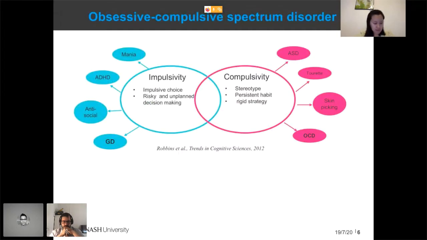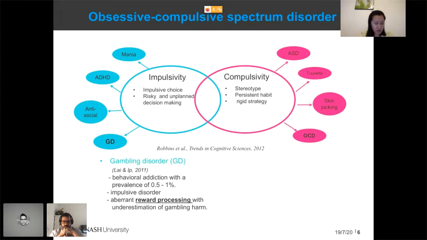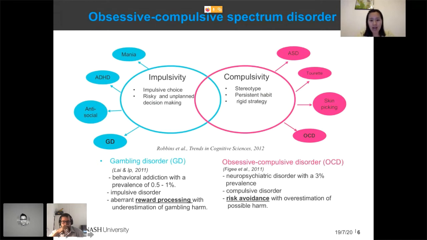Aberrant reward avoidance persisting decision processes also exist in clinical conditions. Gambling disorder, which has a prevalence of 0.5 to 1% among the population, is characterized as an impulsive disorder, which is known to have aberrant reward persisting with underestimation of gambling harm. While obsessive-compulsive disorder, which has almost 3% prevalence among the population, is characterized as a compulsive disorder, which is known to have risk avoidance with overestimation of possible harm.